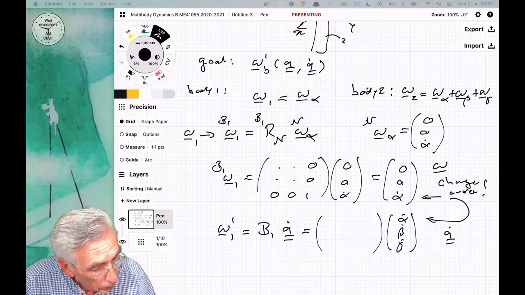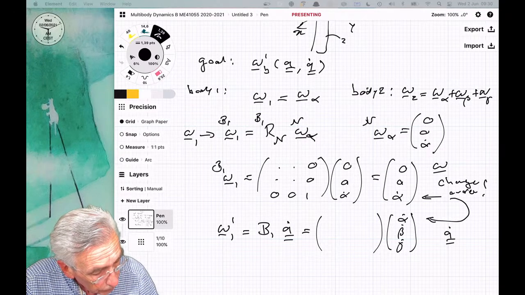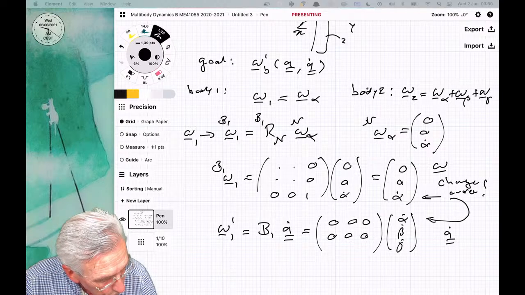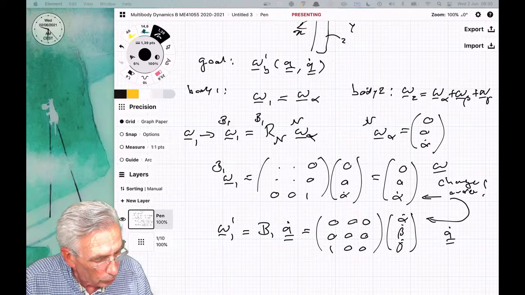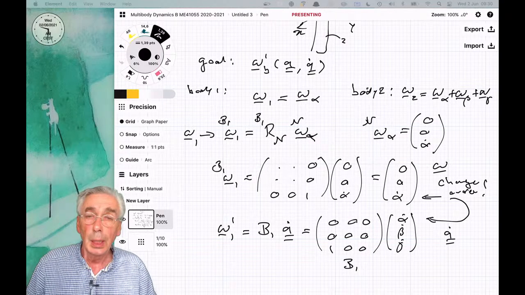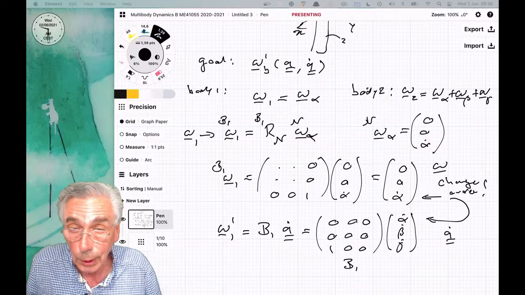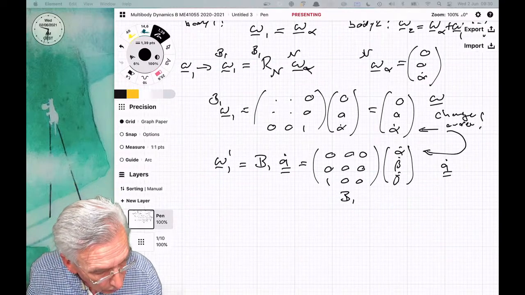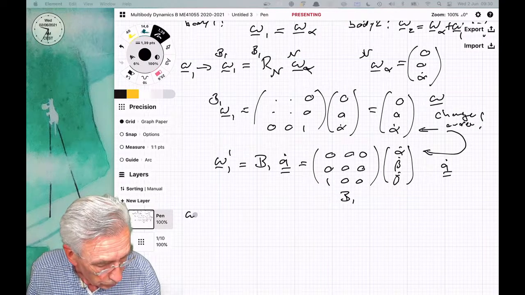Okay, what is then the B matrix? Well, the first entry should be 0, so that's 0, 0, 0. The second entry is also 0, 0, 0, and the third entry is alpha dot, so that's 1, 0, 0. So this is our B1. It's very simple. It turns out not to be a function of the generalized coordinates, but okay, that can be done because it's probably first in line.